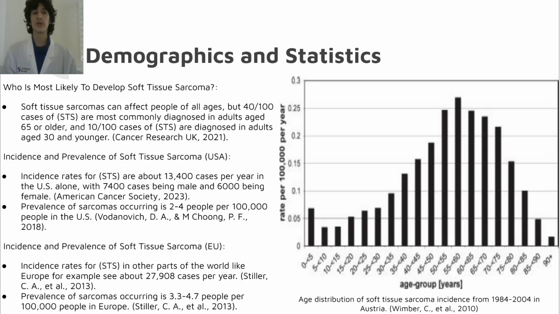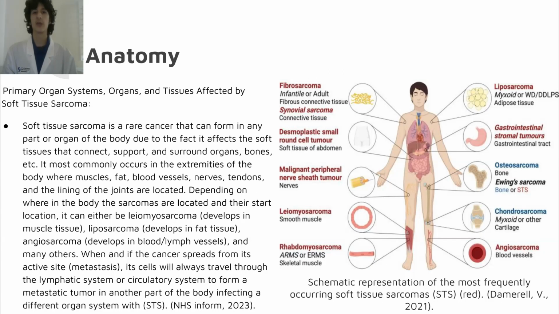Next, I'll be going over the anatomy of soft tissue sarcoma, and we'll take a look at the primary organ systems, organs, and tissues affected by this cancer. Soft tissue sarcoma is a rare cancer that can form in any part or organ of the body due to the fact it affects the soft tissues that connect, support, and surround the organs, bones, and more. It most commonly occurs in the extremities of the body where muscles, fat, blood vessels, nerves, tendons, and the lining of the joints are located.